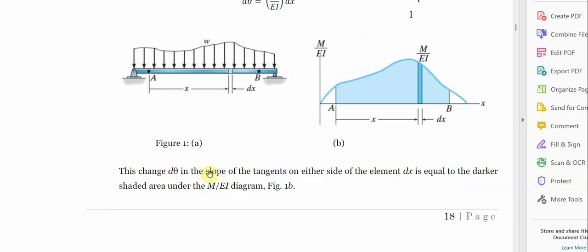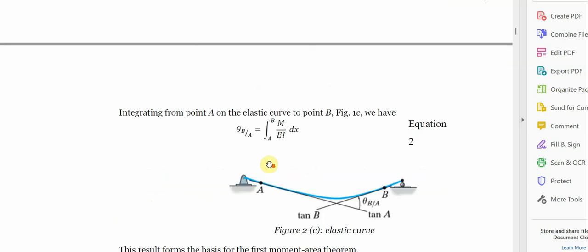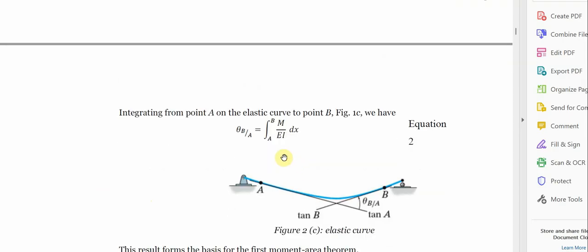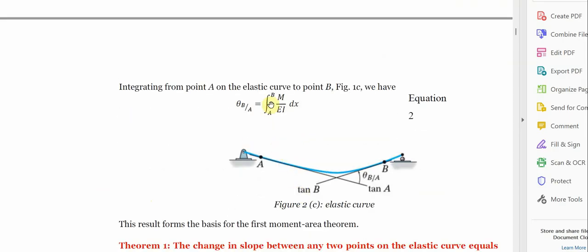This change, the theta in the slope of the tangent on either side of the element ds, is equal to the darker shaded area under the M over EI diagram. This is equal to what you are having here. Now, if we integrate from point A on the curve to point B, this M over EI will give us our slope.